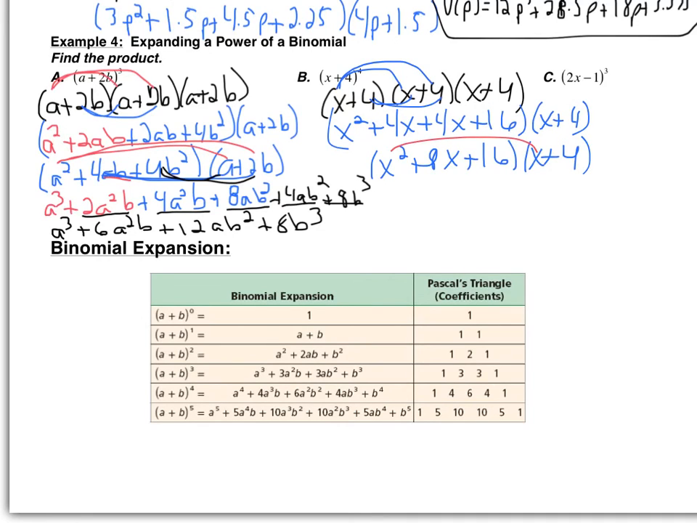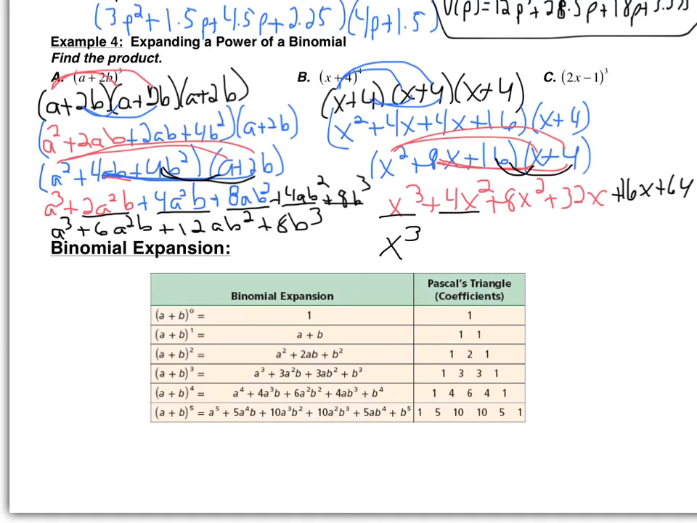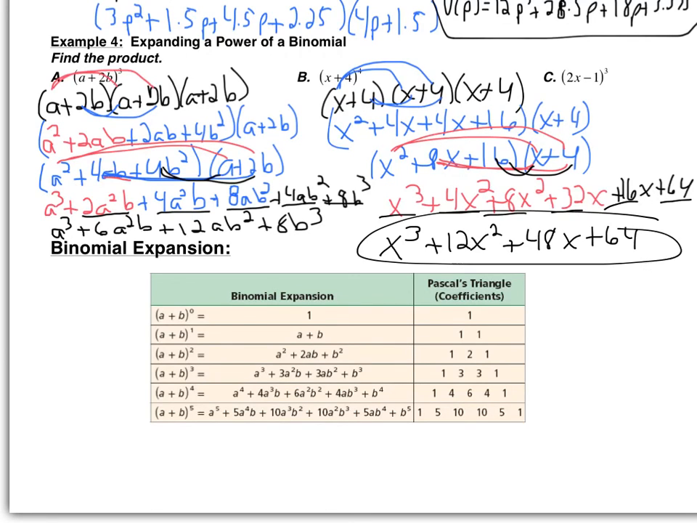So we have x squared times x is x cubed, x squared times 4 is 4x squared, and 8x times x is 8x squared, and 8x times 4 is 32x. And then we have 16 times x, and 16 times 4, and then we combine like terms. And we get x cubed, 4x squared and 8x squared is 12x squared, 32 and 16 is 48x, and then we have plus 64.